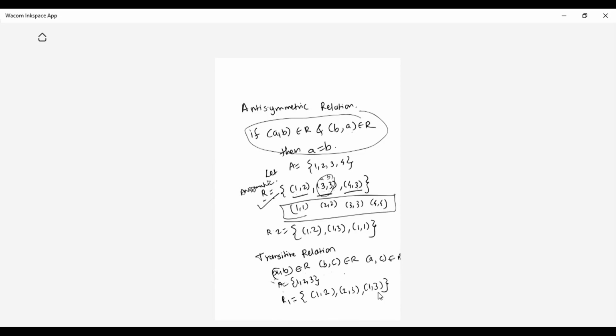Why? Because (1, 2), AB, is there, then (2, 3), BC, is there, and AC, that is (1, 3), I'm having in the relation. So it is a transitive relation. And suppose I'm giving the second example like this. Just check whether it is transitive or not. (1, 2), (2, 1), (1, 1). Whether it is a transitive relation, student?